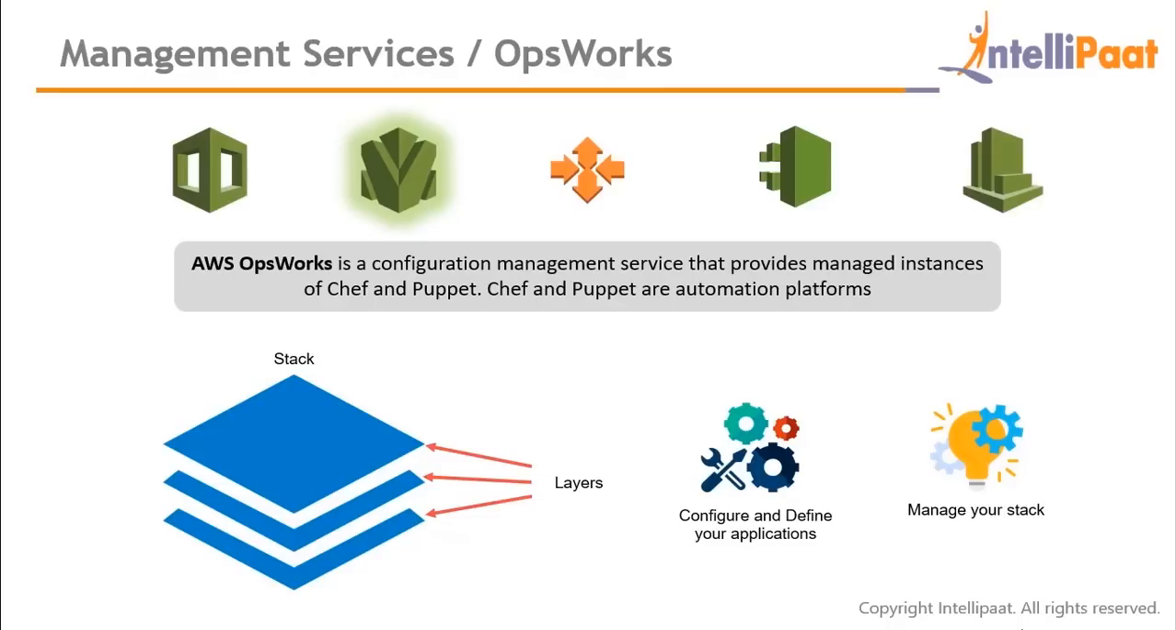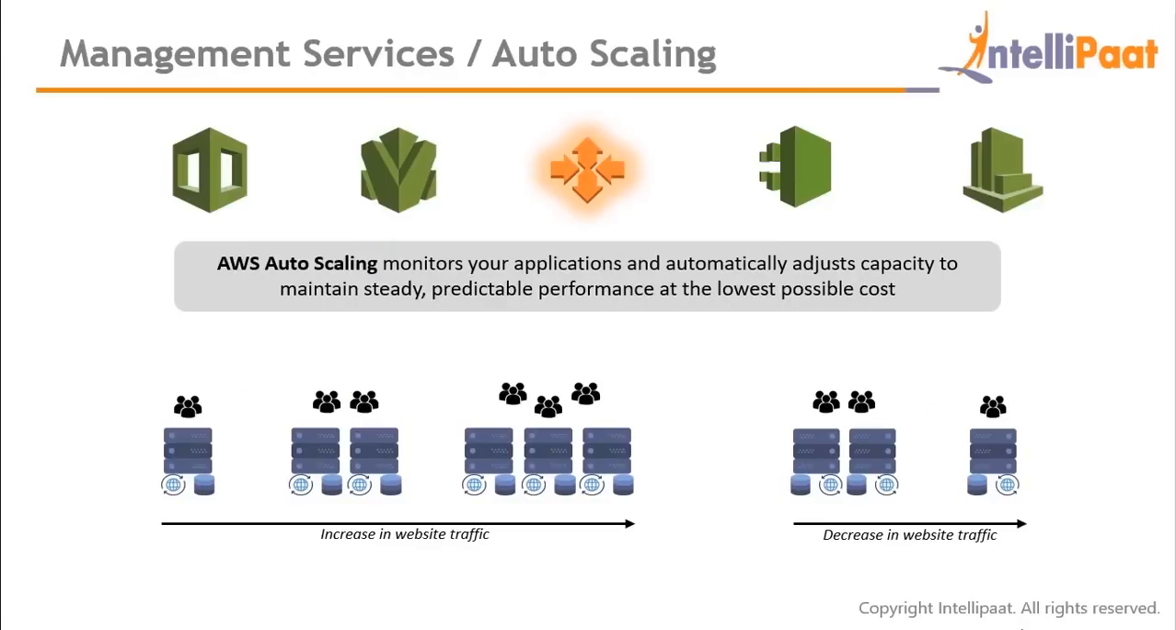OpsWorks stacks lets you manage applications and servers on AWS and on-premises infrastructure, so that you can design your application with different layers. That is, you can provide stacks of databases, load balancers and servers as per your wish. That is, each layer of the OpsWorks stack is a different AWS service. Now moving on with the next service. AWS Autoscaling is the next service. Autoscaling monitors your applications and automatically adjusts capacity to maintain steady, predictable performance at the lowest possible cost.